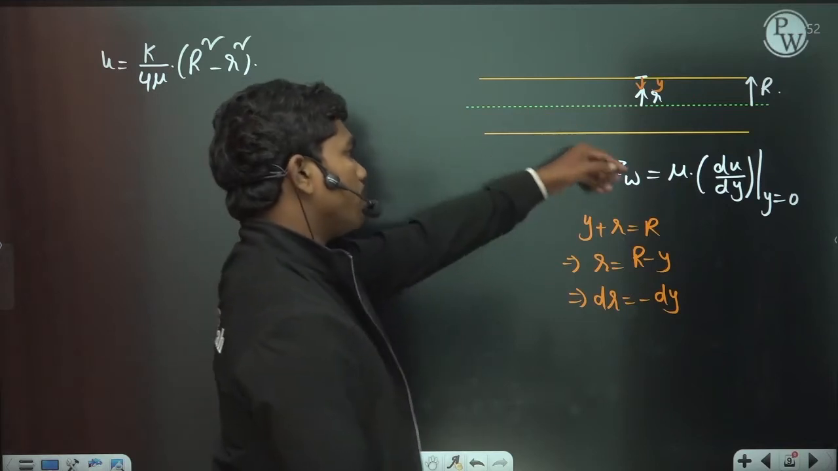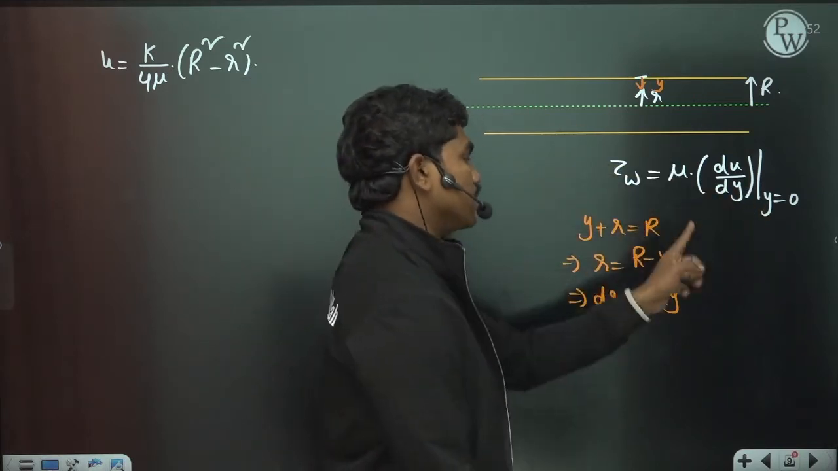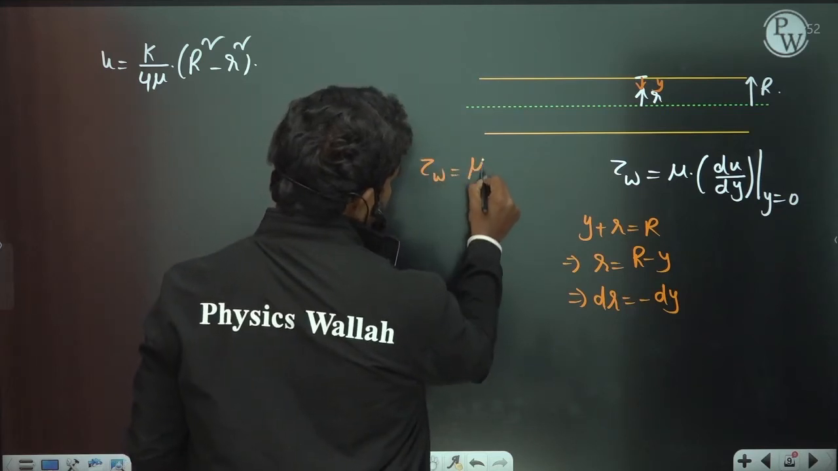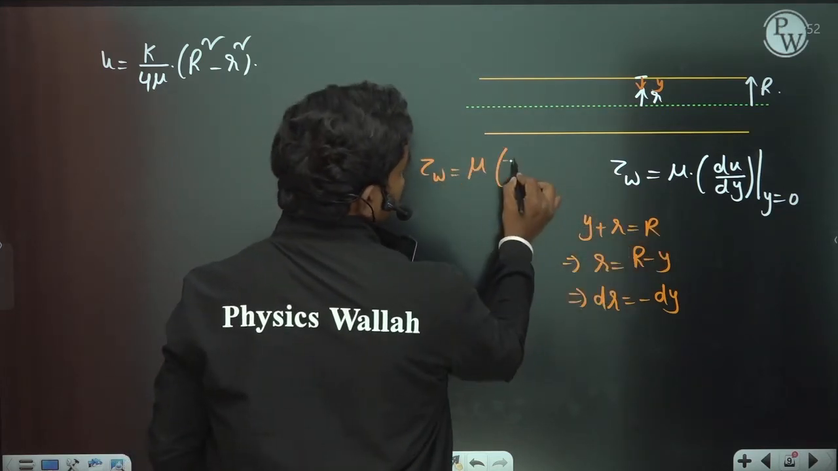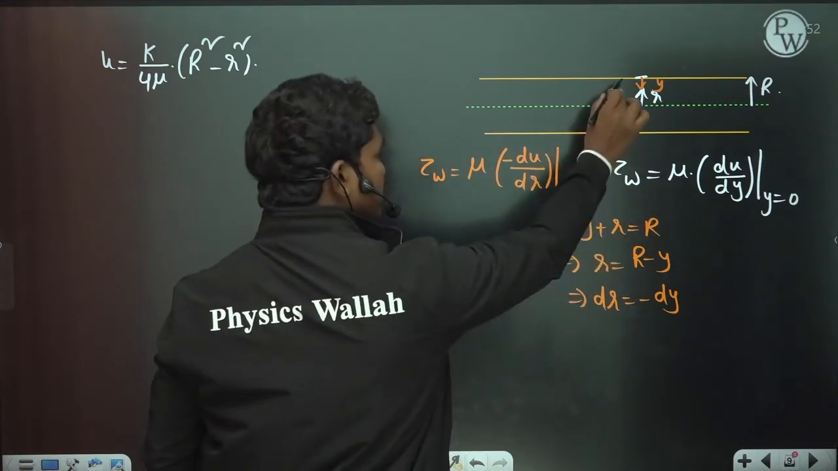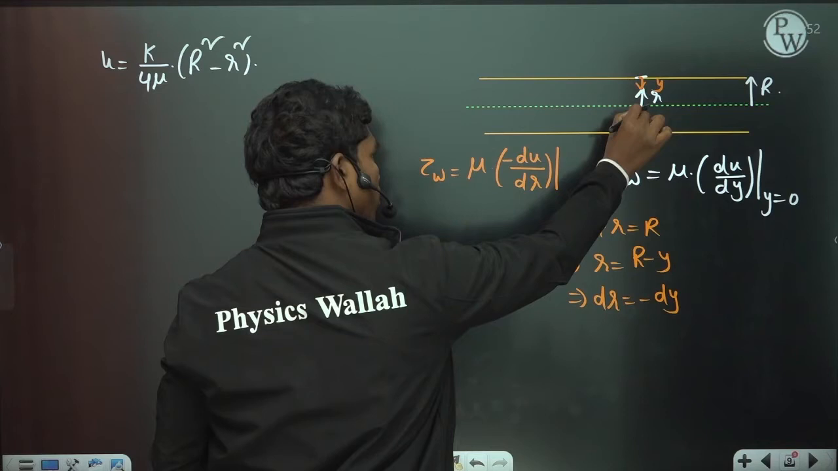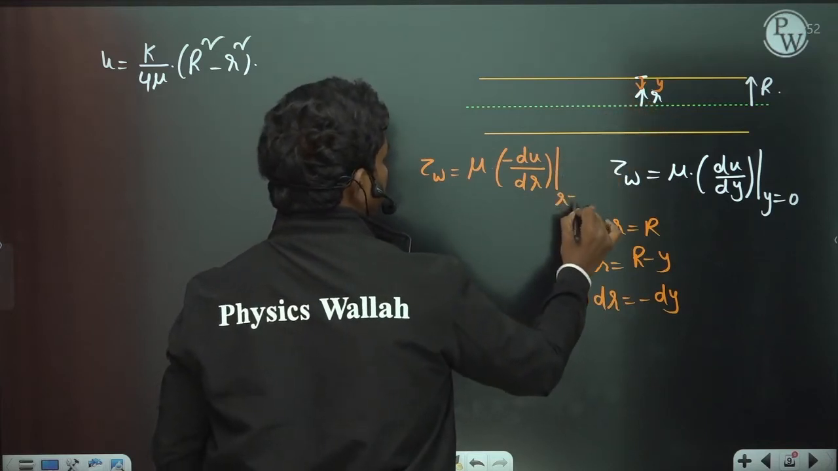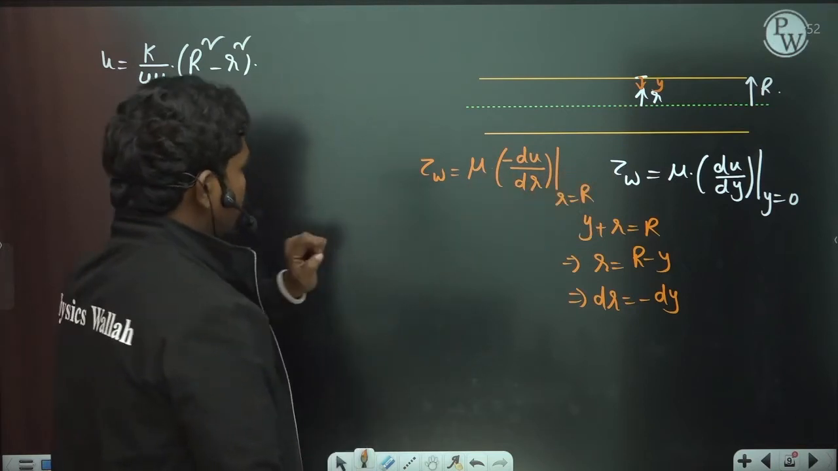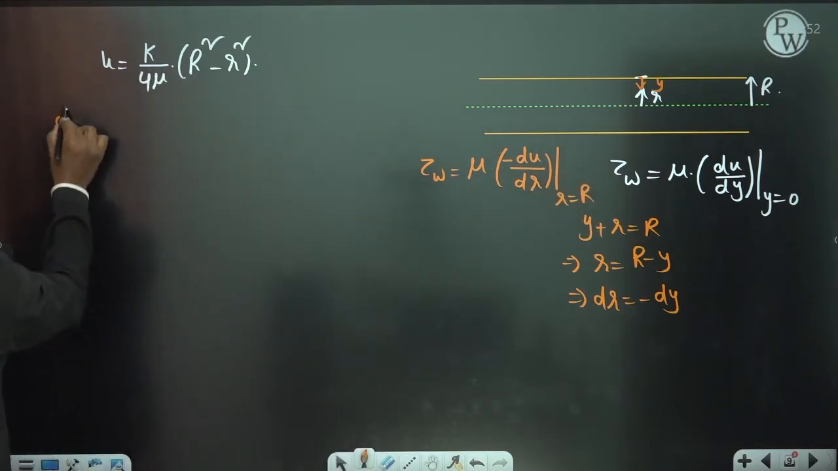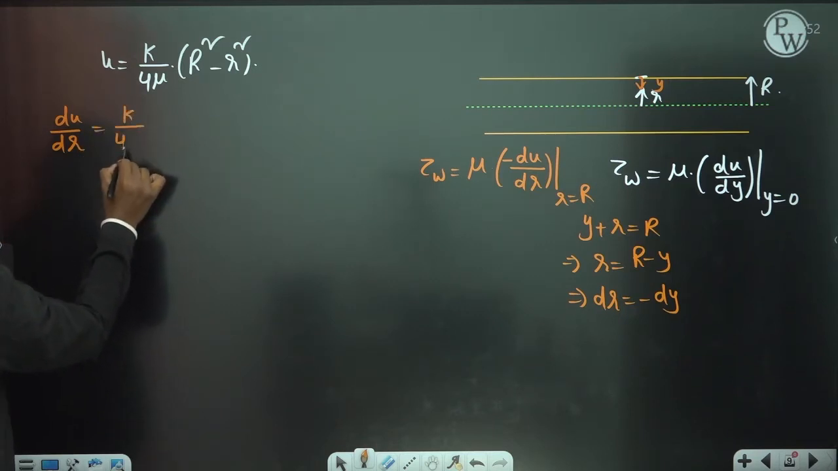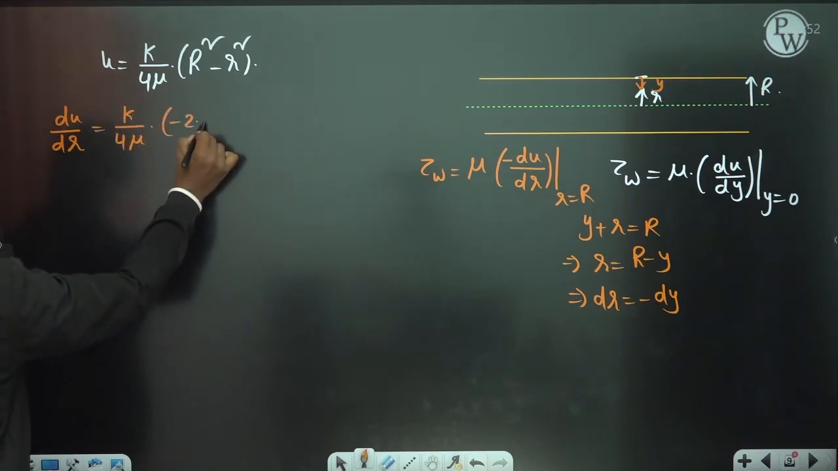So if you want to calculate the velocity gradient at this location, tau W is equal to mu into, since dy is minus dr, du by dr. Now y is equal to 0 means this point, so in terms of small r, small r is equal to capital R, correct? So that's how these two expressions are actually the same. So let us see what du by dr is for this expression. Du by dr is equal to K by 4 mu times minus 2 times small r.